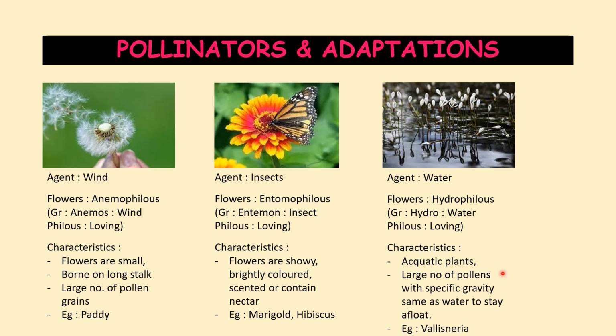Just like wind, even in case of water, a large number of pollen grains are produced because we do not know how many will get lost on the way. And these pollen grains have a specific gravity which is same as that of water. So this ensures that the pollen grains do not get drowned, but they stay afloat on top. Example of such kind of pollination is in case of plants like Vallisneria.